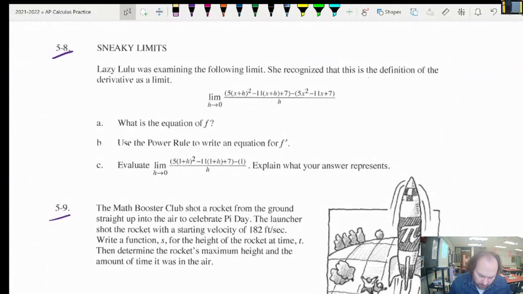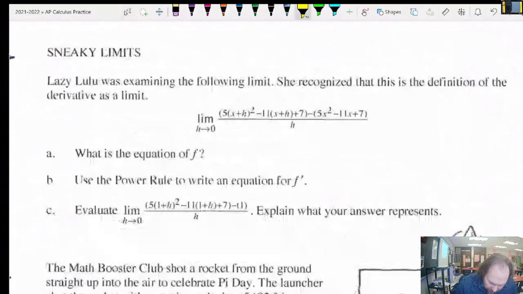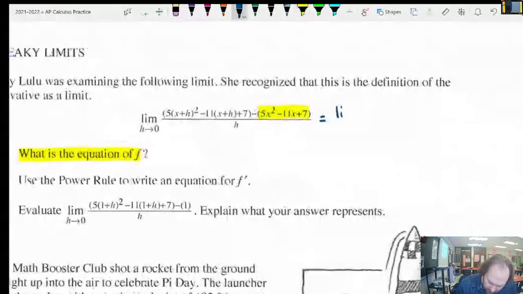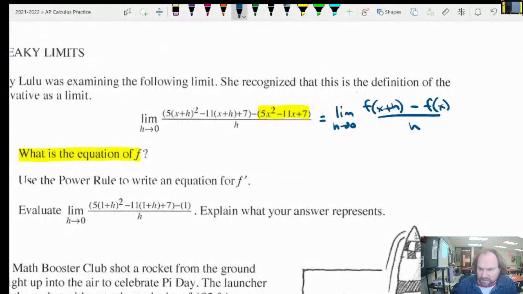So what you need to do here is find the equation of f, which is a really easy thing to do because it's right there in the function. If you think about your formal definition of a derivative, it's f of x plus h minus f of x all over h. Limit as h approaches 0 there.